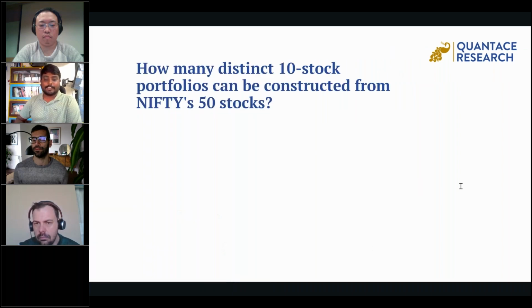Let's discuss the complex world of investment analysis with a simple example. How many possible ways are there to create a distinct 10-stock portfolio from Nifty 15 names?